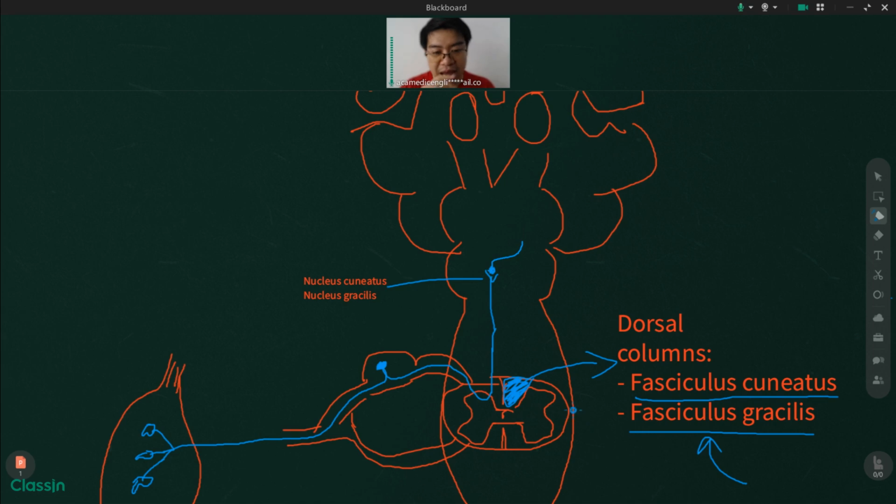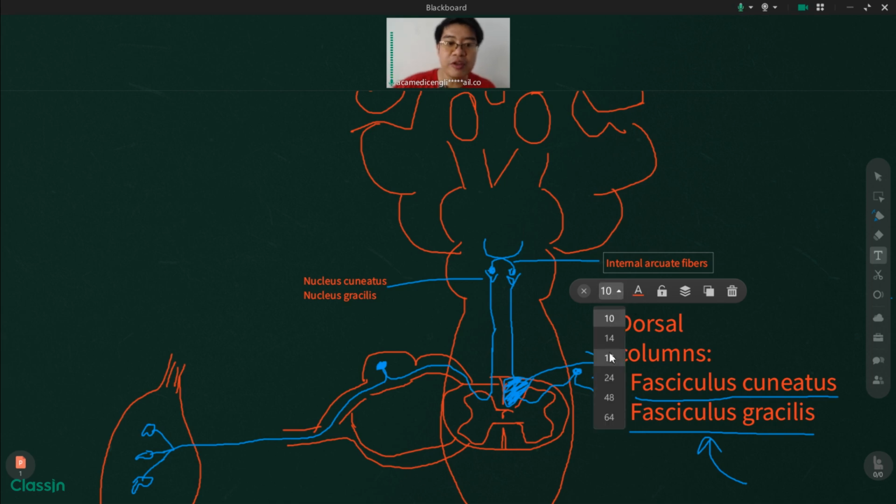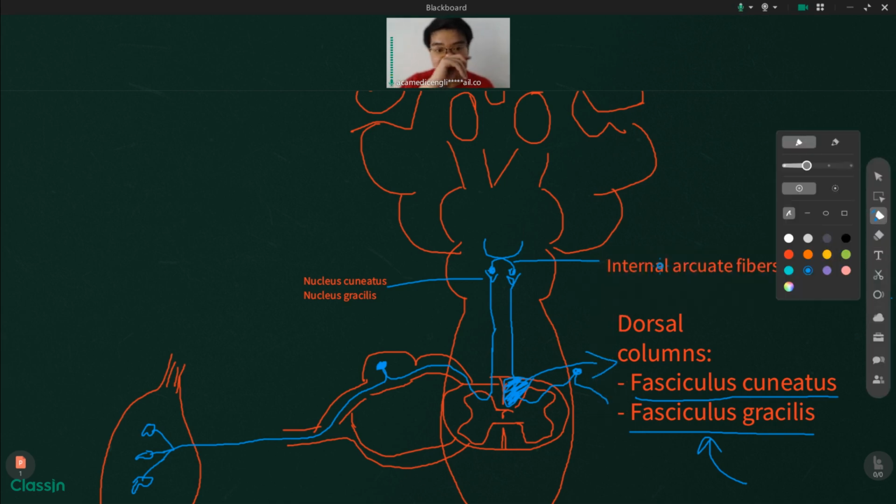Now imagine you have another neuron like this, coming from the muscles on the opposite side. It goes through the fasciculus cuneatus or the fasciculus gracilis, synapses here, and then it will decussate, crossing over to the other side. The fibers that are doing the crossing we call the internal arcuate fibers. Those are the fibers that are doing the crossing, the internal arcuate fibers.